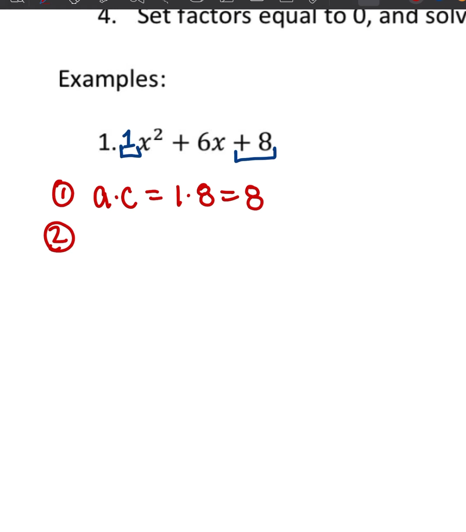Our second step is to list the factors of 8. So we've got 1 times 8, and we've got 2 times 4. Those are the only ways that we can get 8 when we multiply.